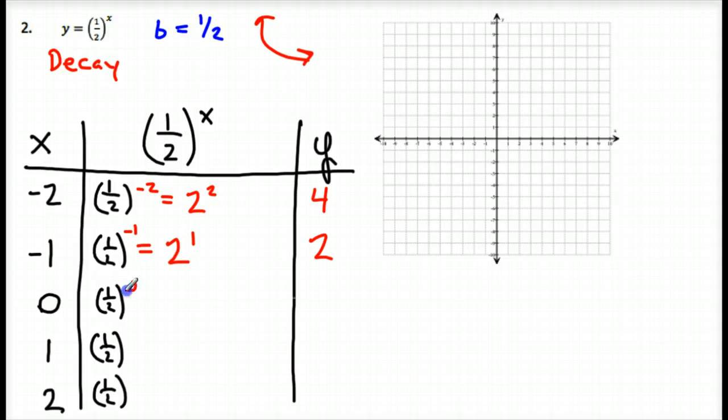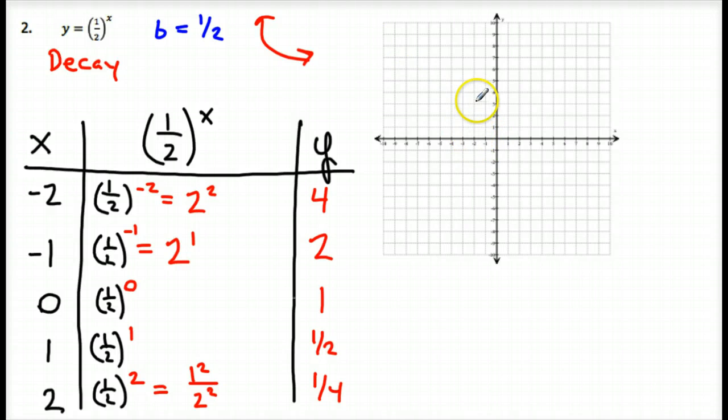1/2 to the 0 power, anything to the 0 we know is 1, so that would be 1. 1/2 to the first power is just going to be 1/2. And then finally 1/2 to the second power would be 1 squared over 2 squared, or 1/2 times 1/2, which is 1/4. So now we're going to plot these 5 points, starting with negative 2, 4.